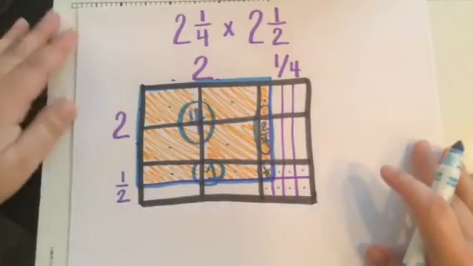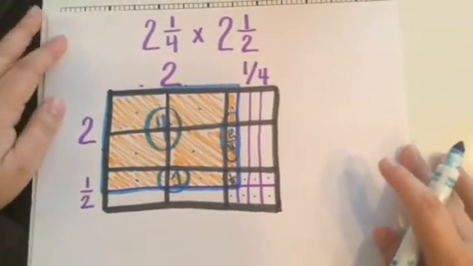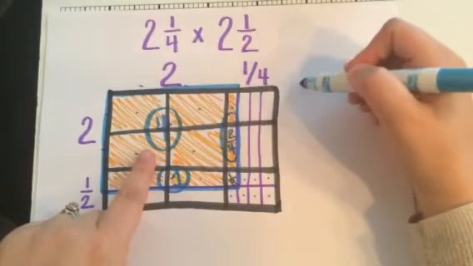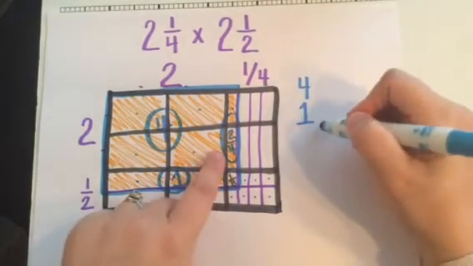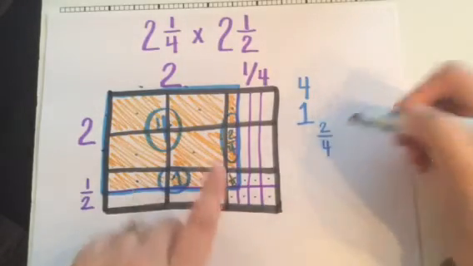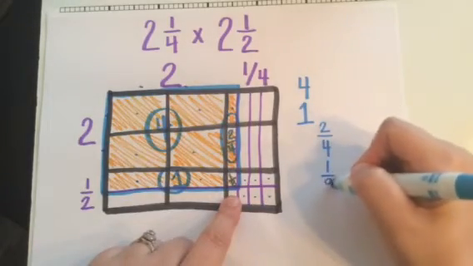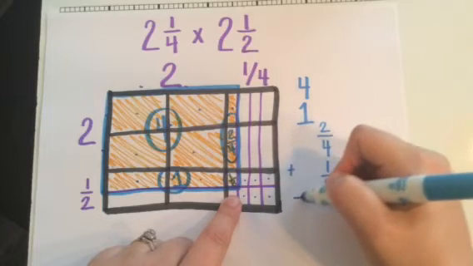And so now that we have all of the partial products, it would just be time for us to add. So I will list over here, we have 4 plus 1 hole plus 2/4 plus 1/8. Those will all need to be added together.